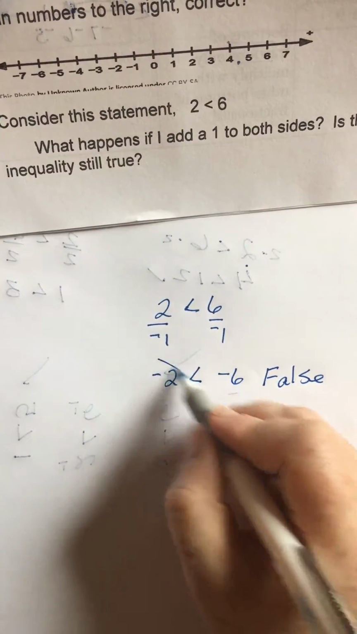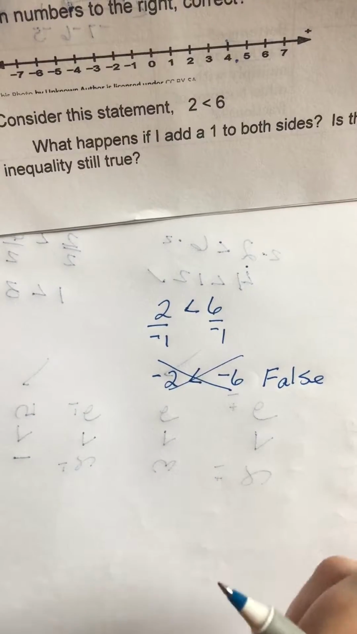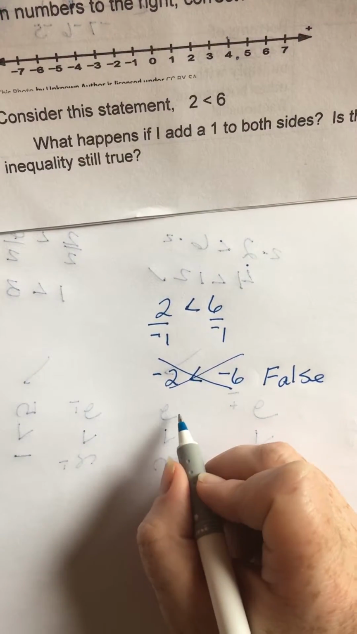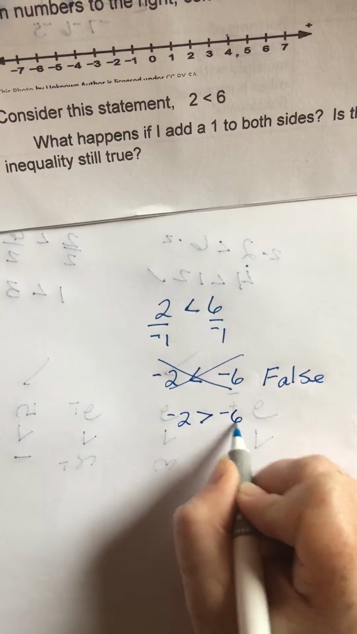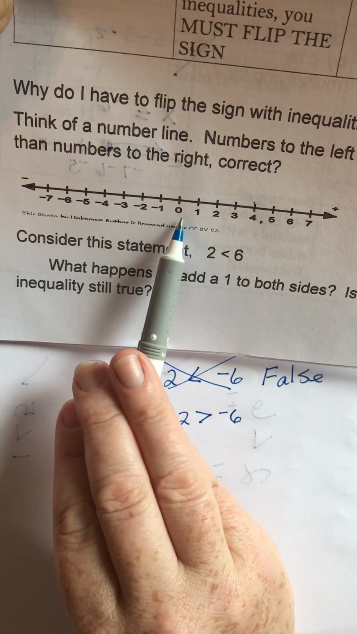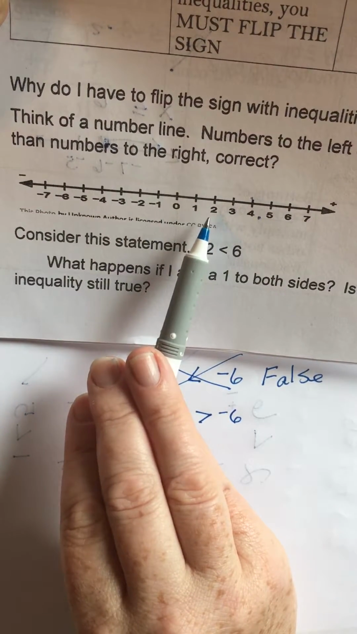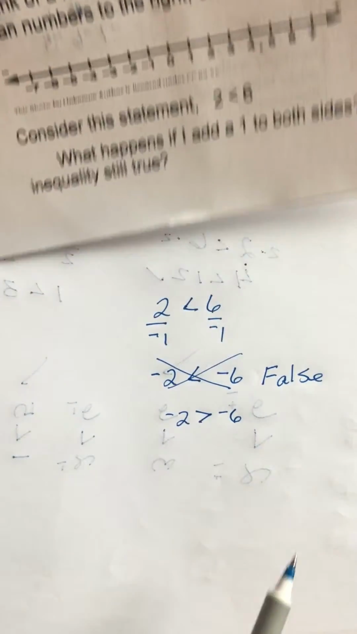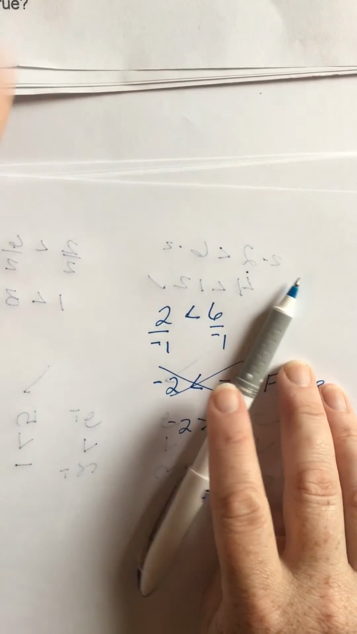So the reason we have to flip this sign is to maintain the truth of the equation or the inequality. So in this case, -2 is actually bigger than -6. Because if you look at your number line, once you cross over that 0, 2 is now on the left side of the 1 versus on the positive end, 2 is on the right side. So when we are dividing or multiplying by a negative, that is why we flip the signs.